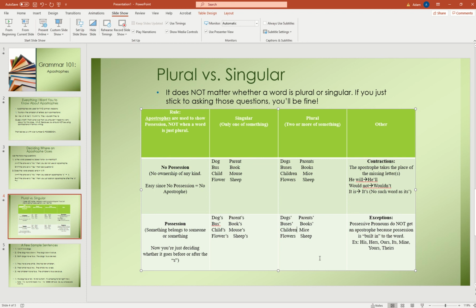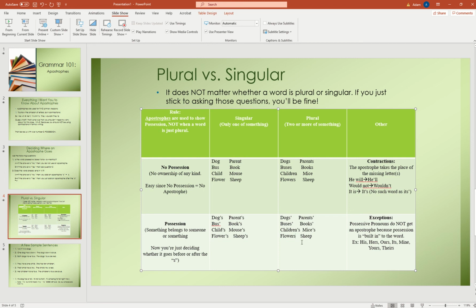The children's toys are old. Okay, is there possession? Yes, the toys belong to the children. Does children end in S? Nope. So it gets apostrophe S, even though it's plural, because plural doesn't matter. It ends in an N, children, not an S. We're going to have the same thing with mice. The mice's cheese is delicious. Is there possession? Yes, the cheese belongs to the mice. Does mice end in S? Nope. So it's apostrophe S.